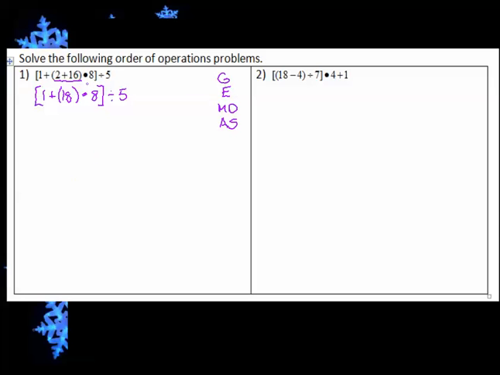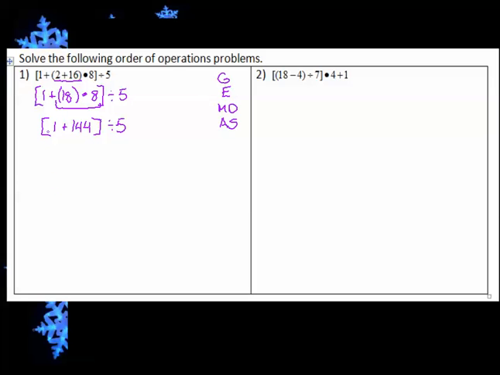Okay, I still have groupings. I'm still working in those parentheses. Am I going to add or multiply first? Well, I'm going to multiply first. 18 times 8 gives me 144. Bracket, divide by 5, plus 1 bracket.